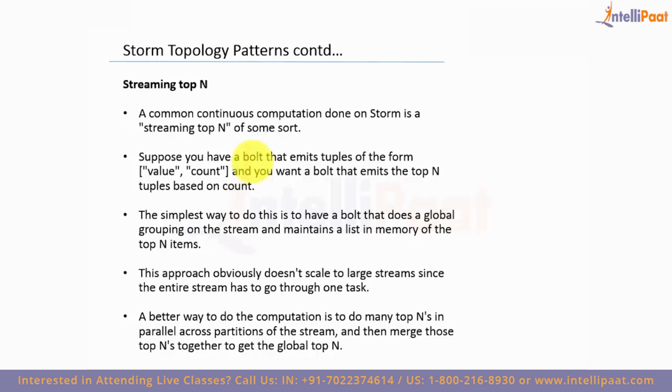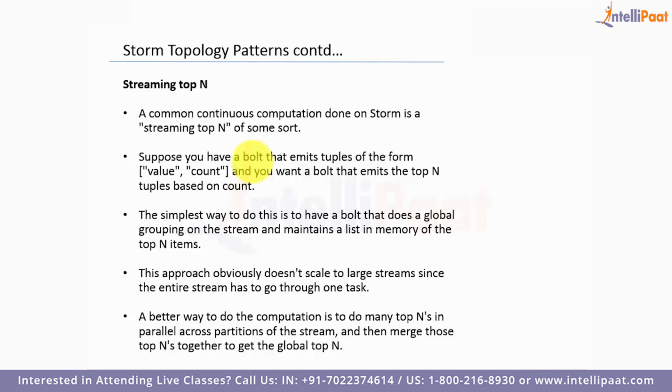The simplest way to do this is to have a bolt that does, first of all, a global grouping on the stream, and maintains a list in memory of the top N items. This approach obviously doesn't scale to large streams since the entire stream has to go through one task.